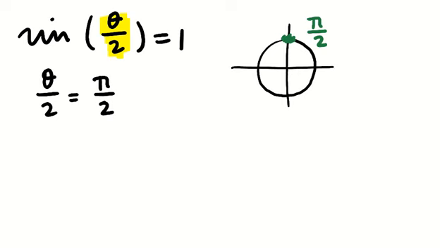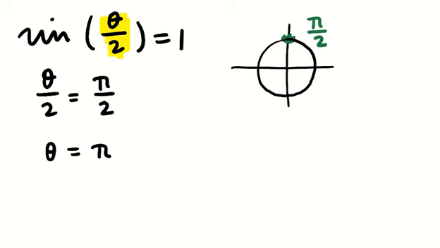So to solve for theta, I'm going to need to multiply both sides by 2, and I'll get that theta is equal to pi. And that makes sense. You take pi, divide it by 2, and then take the sine of it, and that is 1.